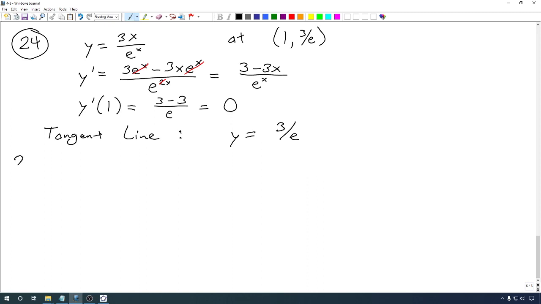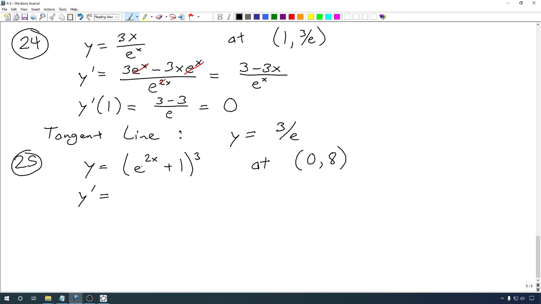Let's do another problem like this. Let's look at 25. Here we have another function, y is equal to e to the 2x power plus 1, then cubed. We're still trying to find the tangent line at a point. This time the point is 0, 8. So we do the exact same thing. We take the derivative.